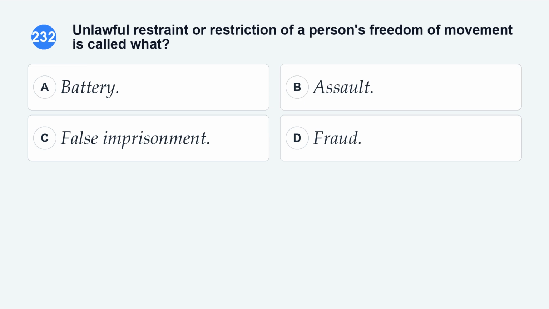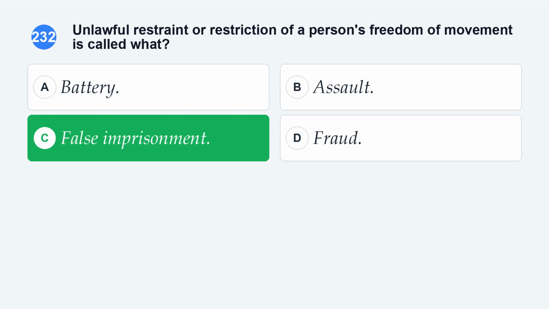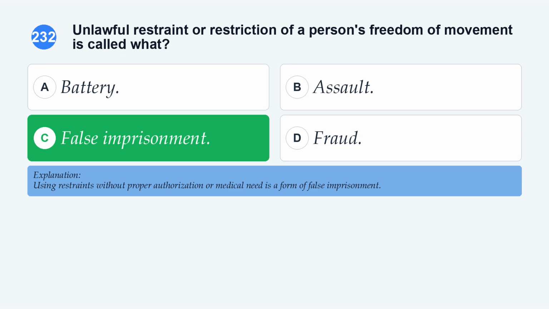Question 232. Unlawful restraint or restriction of a person's freedom of movement is called what? Option A, battery. Option B, assault. Option C, false imprisonment. Option D, fraud. The correct answer is option C, false imprisonment. Explanation: using restraints without proper authorization or medical need is a form of false imprisonment.